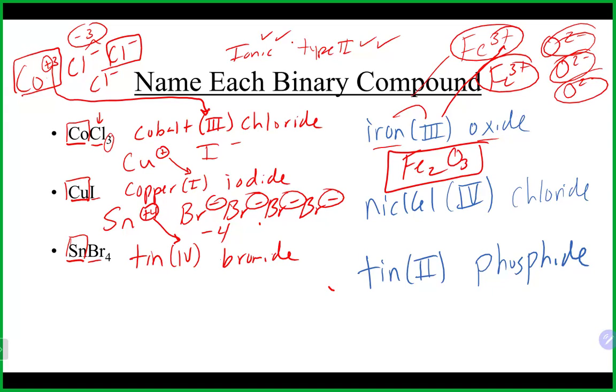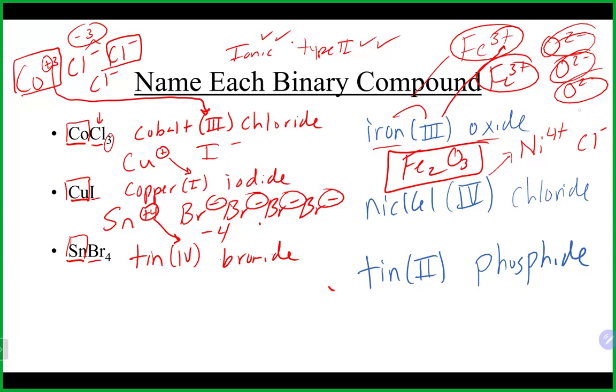Looking at the next one, I'm just going to go above, so it might be a little easier to see as best I can. Nickel with a Roman numeral 4 means my nickel has a +4 charge. Chloride is group 7, which means it has a -1 charge. Once again, we do want to get it to 0.